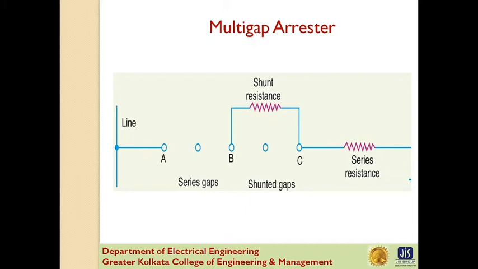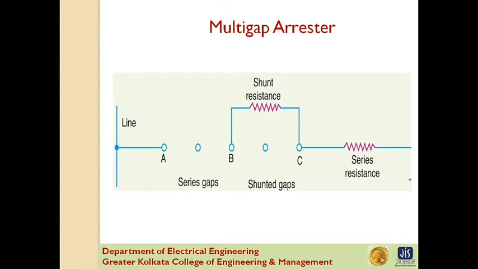By the inclusion of series resistance, the degree of protection against traveling waves is reduced. In order to overcome this difficulty, some gaps, that is BC, are shunted by the resistance.